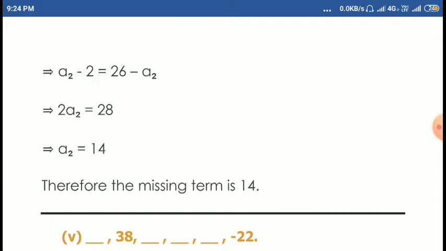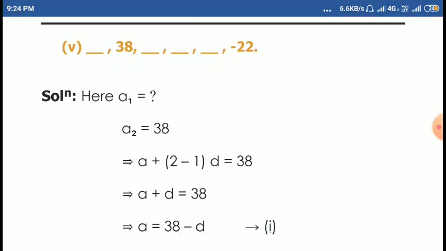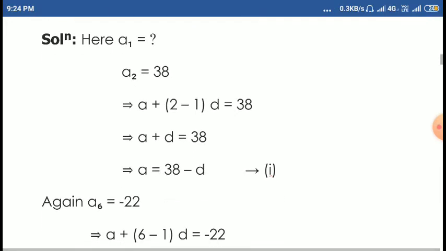Then we come to the second problem, that is Roman 5. There also a few terms are missing in the AP that we need to find. The first term is not given, the second term is 38, the third term is not given, the fourth term is not given, the fifth term also not given, and the last term, the sixth term, is given, that is minus 22. So let us come to the solution of this particular problem.